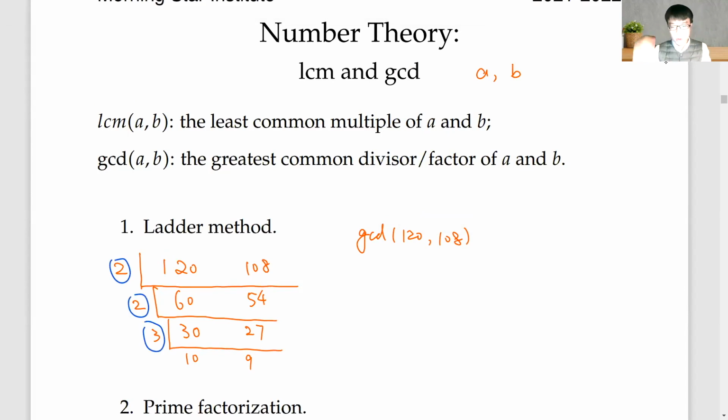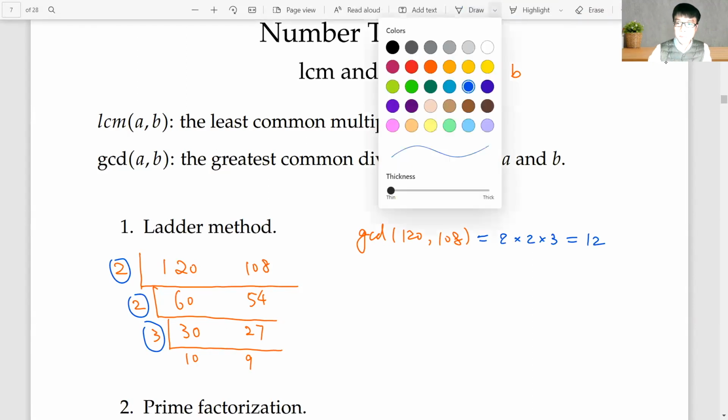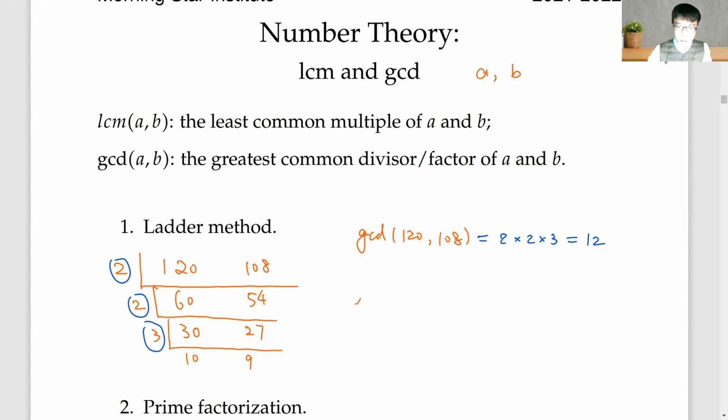So they are 2, 2, 3. 2 times 2 times 3, which is 12. So GCD is 12. And what is LCM? LCM is common multiple. It should be larger. For the common multiple, we should multiply not only the left 3 numbers, but also the bottom 2 numbers. Just 2 times 2 times 3, and also the bottom 2 numbers, 10 and 9.